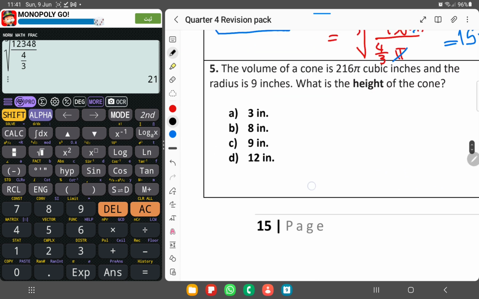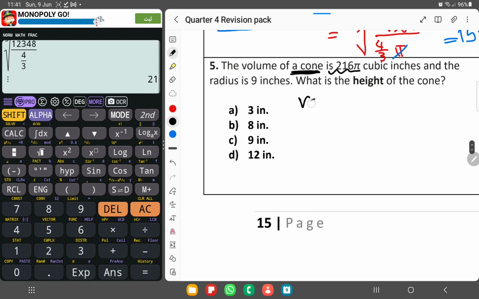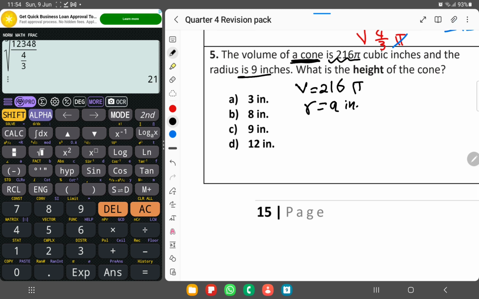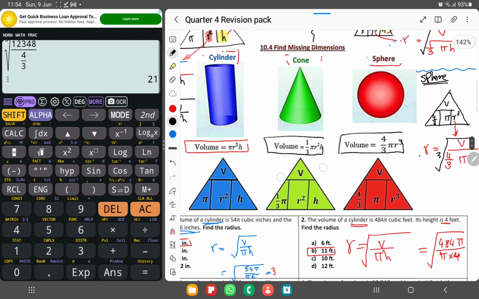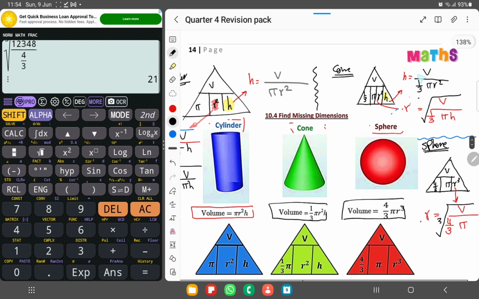Volume of the cone, we moved to the cone, is 216 pi. So the volume is 216 pi, and the radius is 9 inches. Very good. So in this question here, he's asking about the height. How do you get the height of a cone? This is the cone, and the height is V over 1 over 3 pi r squared.